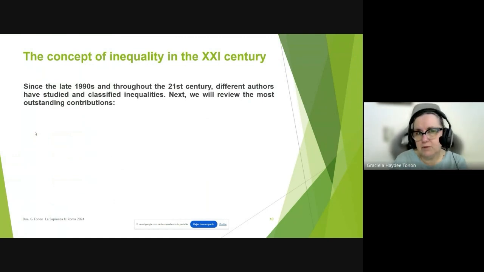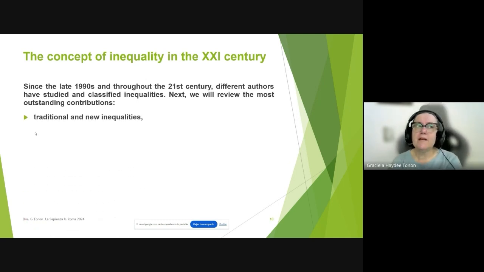The concept of inequality in the 21st century. Okay, we will say that since the late 19th and all through the 21st century, different authors have studied and classified inequality. So today we have a classification. So we will next review the most outstanding contributions.